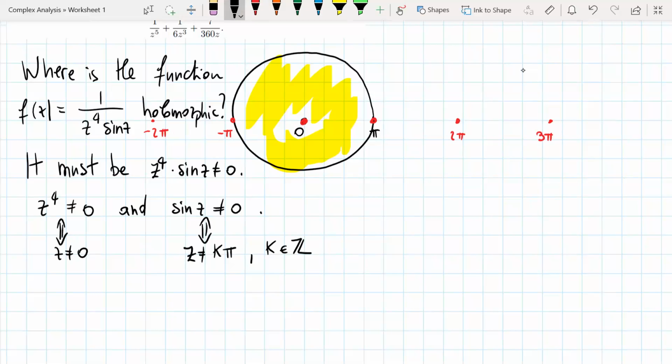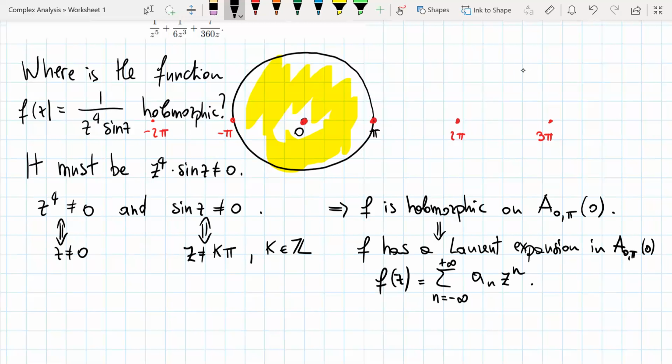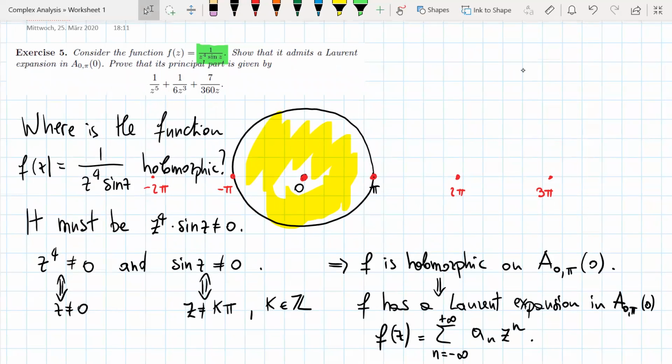So this implies that f is holomorphic on the annulus A(0, pi) with center 0. And as in exercise 4, this implies that f has a Laurent expansion in the annulus. So we can write f of z as the sum for n going from minus infinity to plus infinity of a_n z to the n. And the goal of this exercise is to find the principal part.